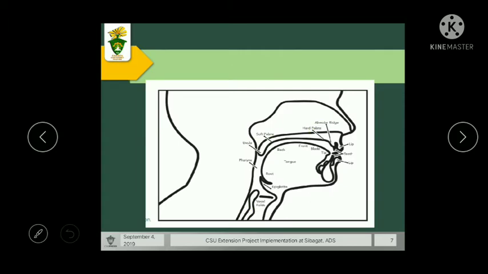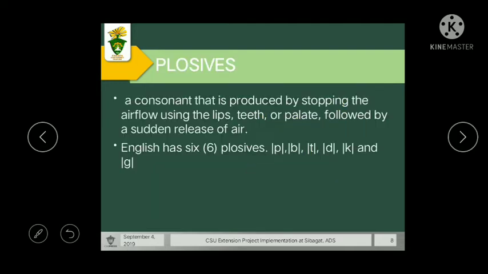Here is an illustration of the upper lip and lower lip, the teeth, the alveolar ridge, the hard palate, the soft palate, the back, front, blade and tip of the tongue, the root, the epiglottis, the vocal fold, and the pharynx. This is an illustration of how phonemes are pronounced or articulated.